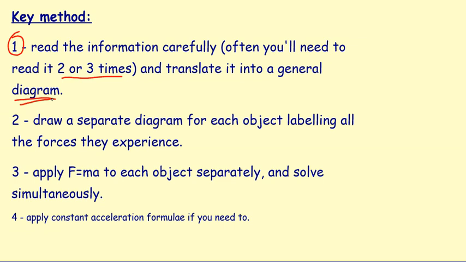Secondly, once you've got a diagram that sort of summarizes the whole situation with all the numbers, the key information, what you want to do then is draw a separate diagram for each object. Okay, this will then help you to apply F equals ma to each object and solve. Basically, then you end up with a pair of simultaneous equations that you can solve simultaneously.